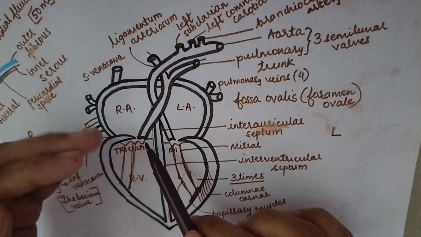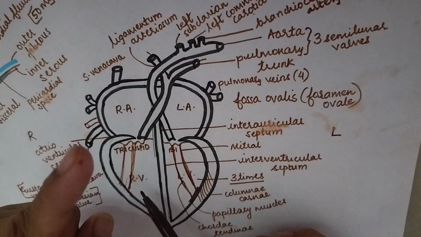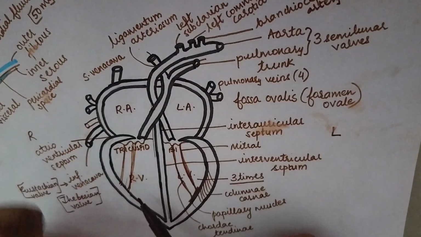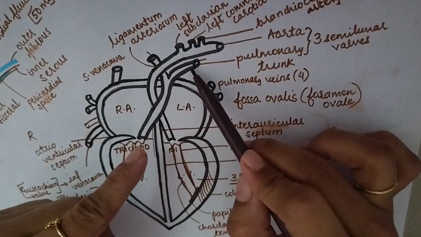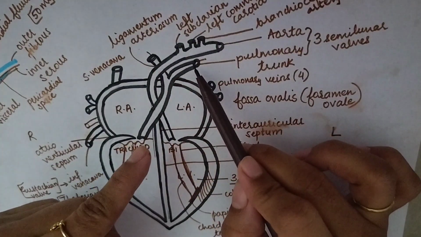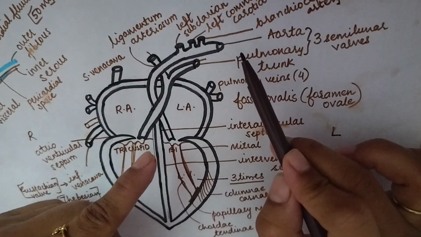The tricuspid valve will open. Blood will flow into the right ventricle. This deoxygenated blood has to go to the lungs for oxygenation. So it will travel through the pulmonary trunk, the right and the left pulmonary arteries. It will reach the lungs for oxygenation.